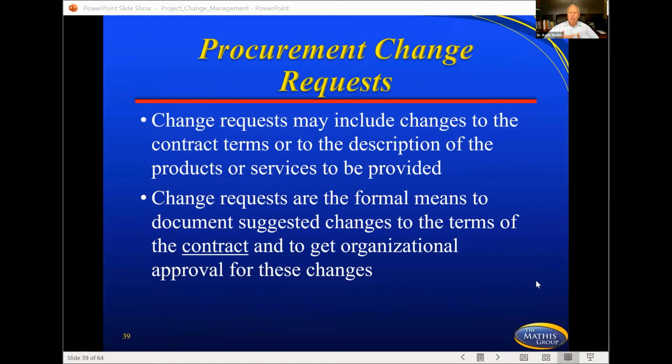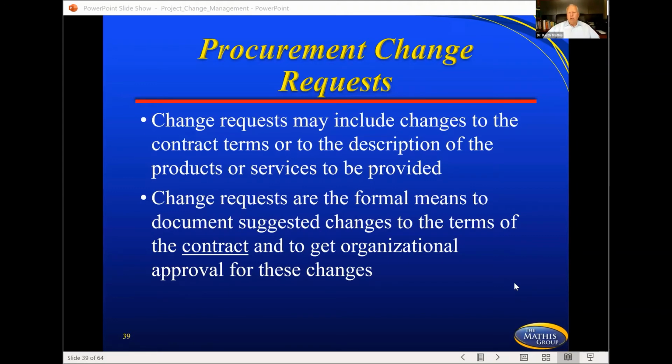You guys have seen this many times in working with your vendors. Change requests are the formal means to document suggested changes to the terms of the contract and get organizational approval to these changes. Now, you've seen this where you've added features or you've removed features and you've had to change the contract. In some cases, maybe you've even had to change vendors because you needed a different subject matter expertise.